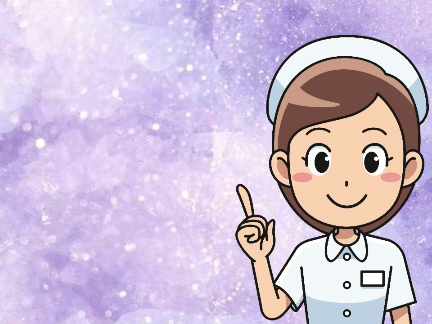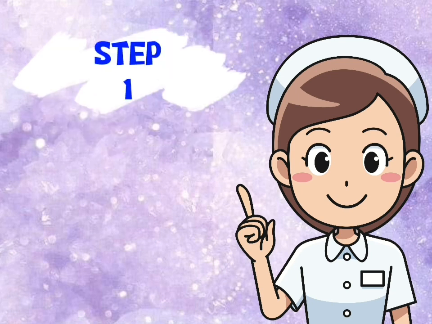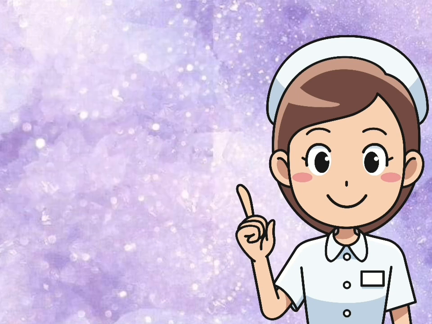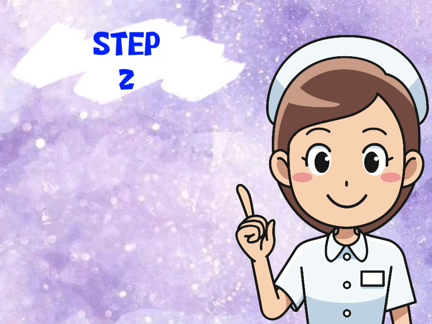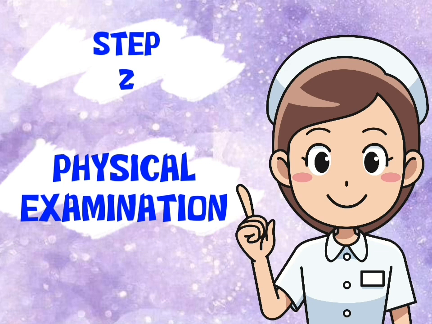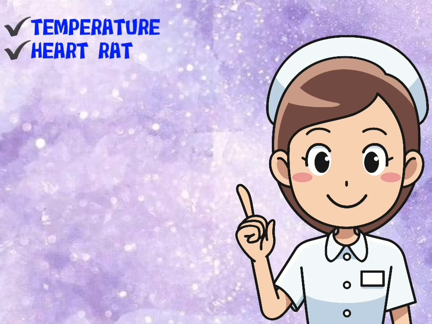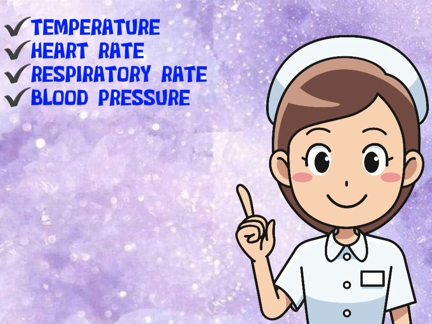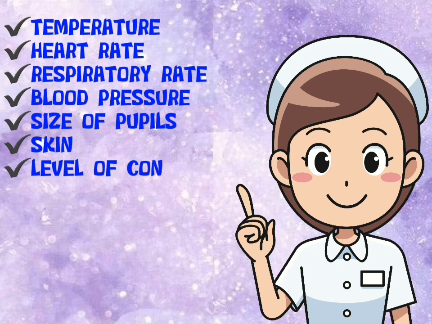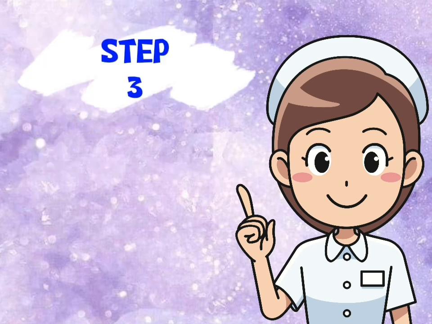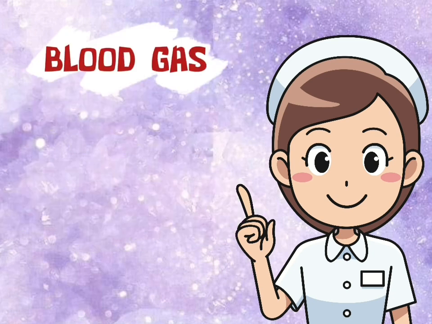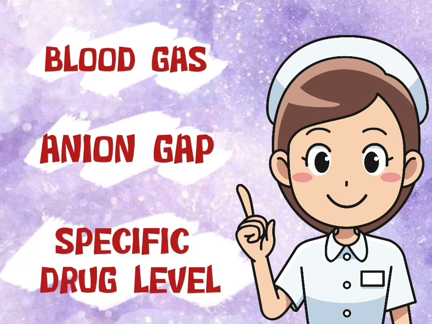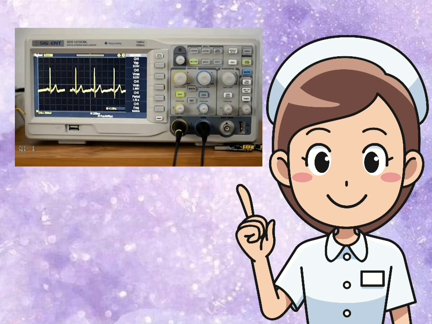Now let's discuss first the diagnosis. Step 1 is history. You should know what the toxins are and what time the toxins were ingested. Step 2, physical examination. You should check the patient's temperature, heart rate, respiratory rate, blood pressure, size of pupils, skin color, and level of consciousness. Step 3, diagnostic test. There are a few selected blood tests to know the blood gas, anion gap, and specific drug levels. An ECG, EKG, or electrocardiogram is helpful.